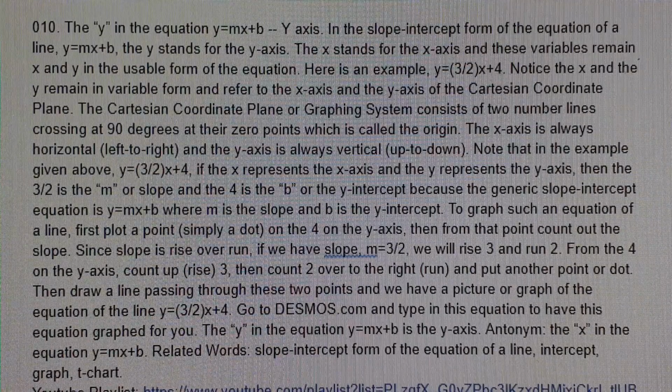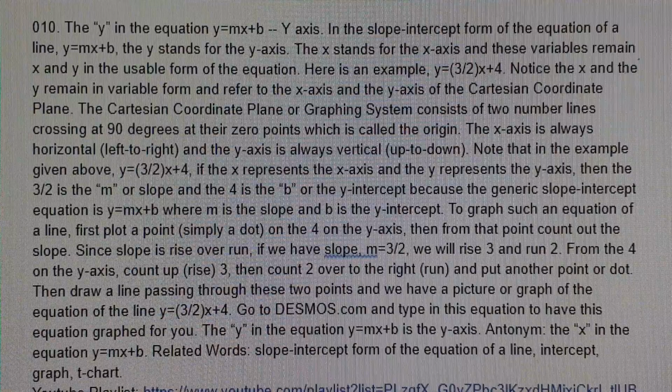Here is an example: y = 3/2 x + 4. Notice the x and the y remain in variable form and refer to the x-axis and the y-axis of the Cartesian Coordinate Plane. The Cartesian Coordinate Plane, or graphing system, consists of two number lines crossing at 90 degrees at their 0 points, which is called the origin.